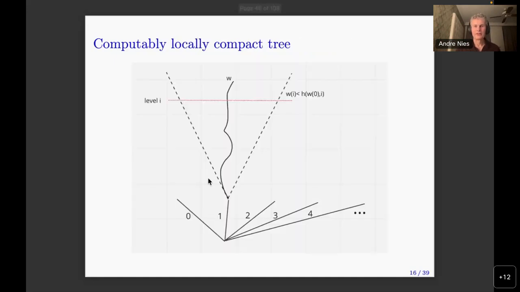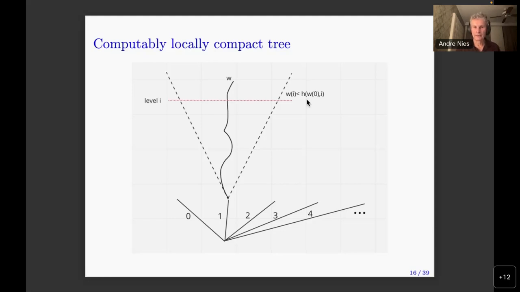Okay, here's a picture of these computably locally compact trees. At the root, we have usually infinite branching, say numbered 0, 1, 2. You don't need to leave out any numbers, you can if you want, but above 1, for instance, it's now a finitely branching tree, which means that cone is compact and open. But I also want this computable bound called H, which takes W of 0, which is 1 here, and the level i, and then says W of i has to be at most that quantity. So that's effectively locally compact. So that's the definition that works.